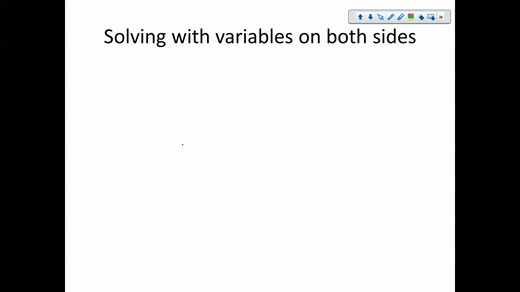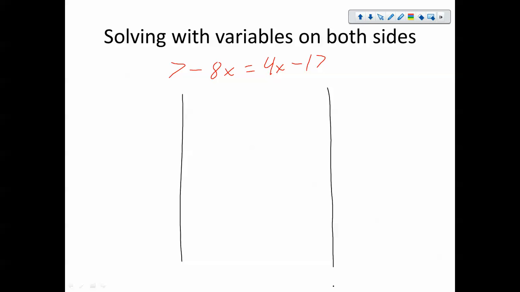So our first example today looks like this: 7 minus 8x equals 4x minus 17. And I'm actually going to split this one up a little bit because the reality here is that we have a few different ways that we can solve this. I'm going to choose 3 of them, and it all just depends on which order we want to do the steps.